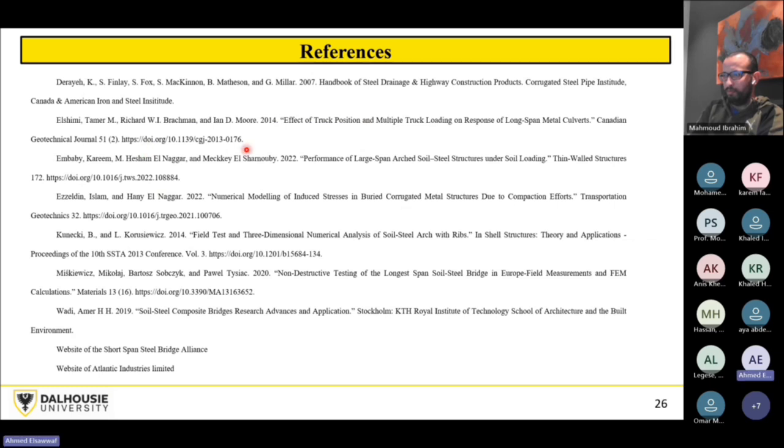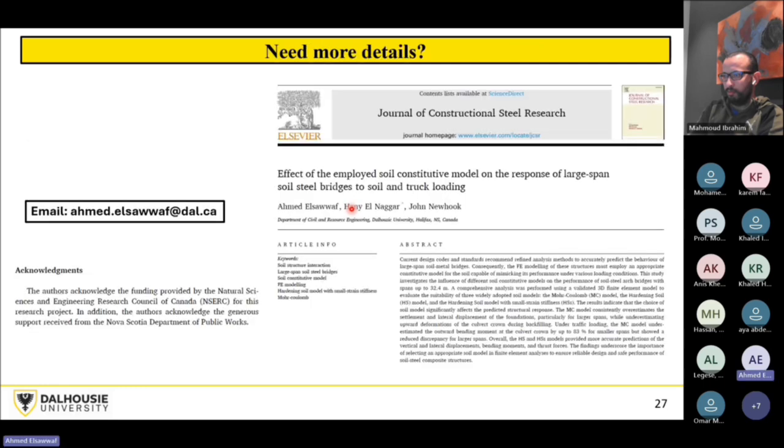Here we have a list of references that you can look at if you want more information about these structures. And about my research, this presentation was a part of a major chapter or research paper which has already been published in the Journal of Constructional Steel Research. It's available open access, so you can read it.